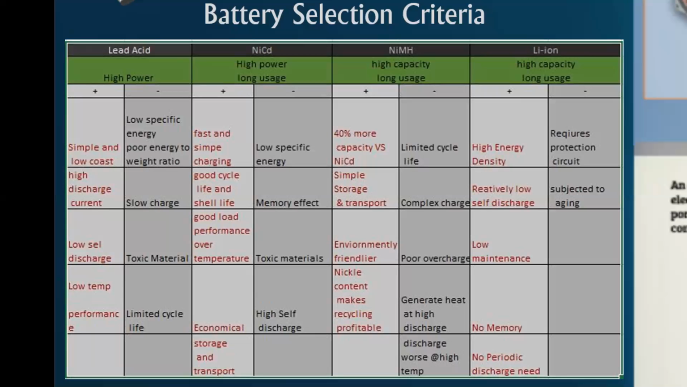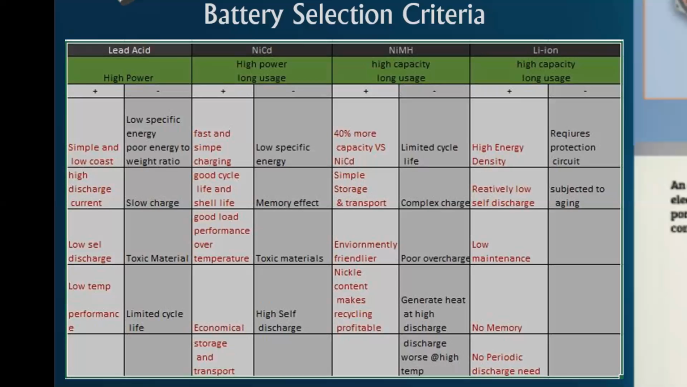But the disadvantages we got for the nickel metal hydride battery are it has limited cycle life. It has a complex charging structure. If it is overcharged, it can deliver poor performance, or maybe affect its life. And it also generates heat at high discharge rate, and it is temperature sensitive, as we can see.